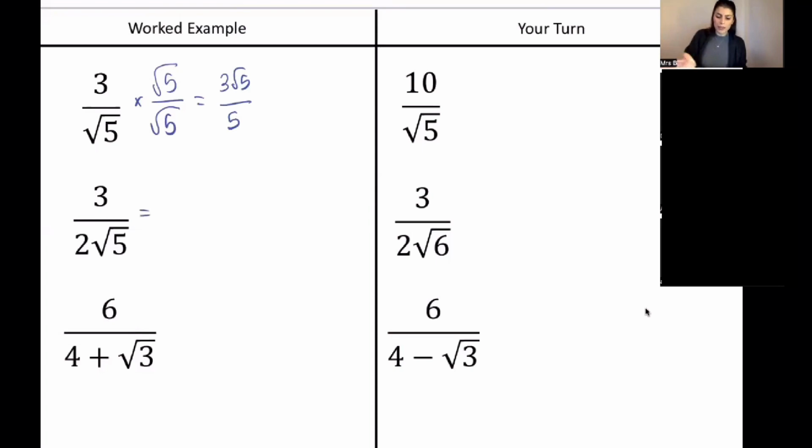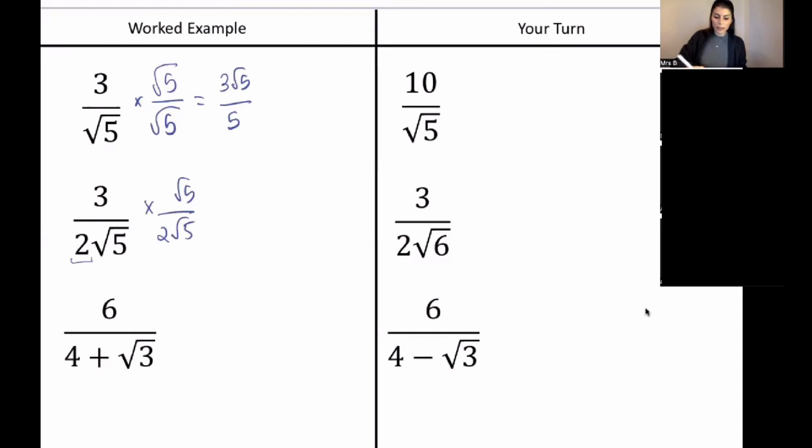The next one, slightly different. There's a 2 in front of the root 5. You can times it by 2 root 5 over 2 root 5, but you don't have to. This actually takes a bit longer to do, and you'd need to simplify the fraction afterwards.